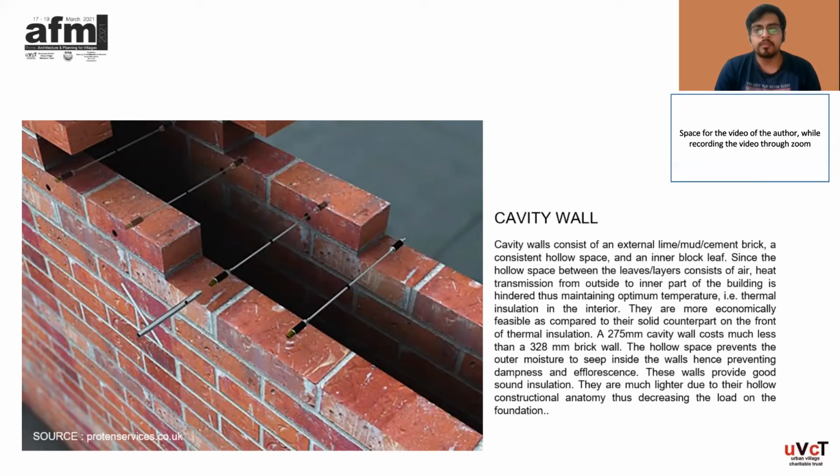They are more economically feasible as compared to their solid counterpart on the front of thermal insulation. A 275 mm cavity wall will cost much less than a 328 mm brick wall. The hollow space prevents outer moisture from seeping inside the wall, hence preventing dampness and efflorescence. These walls provide good sound insulation. They are much lighter due to their hollow construction, thus decreasing the load on the foundation. Let's go to the next slide.